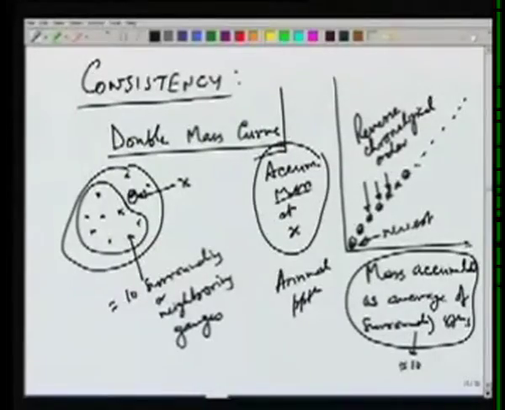But if the data is not consistent, then we may have a deviation, maybe like this, or maybe like this. So for example, the data for 2004 may be here, 2000 may be here, and maybe let's say 1990 is here. So this tells us that in 1990 something changed at this station and the data is not consistent.